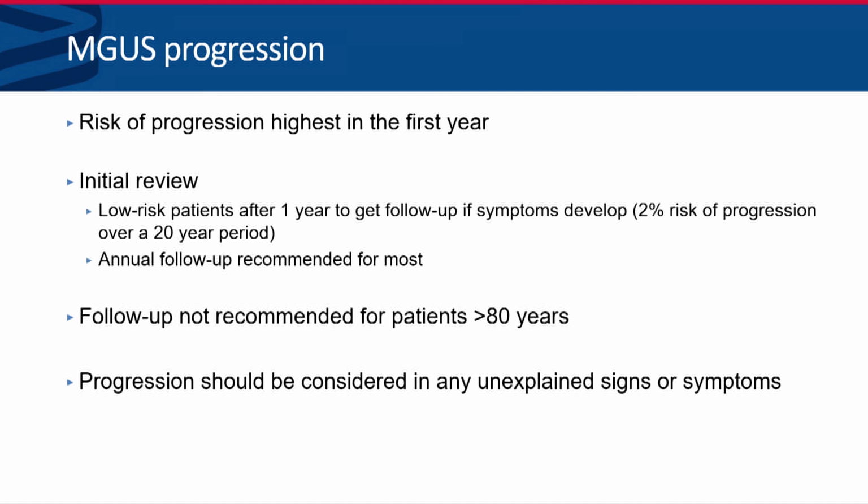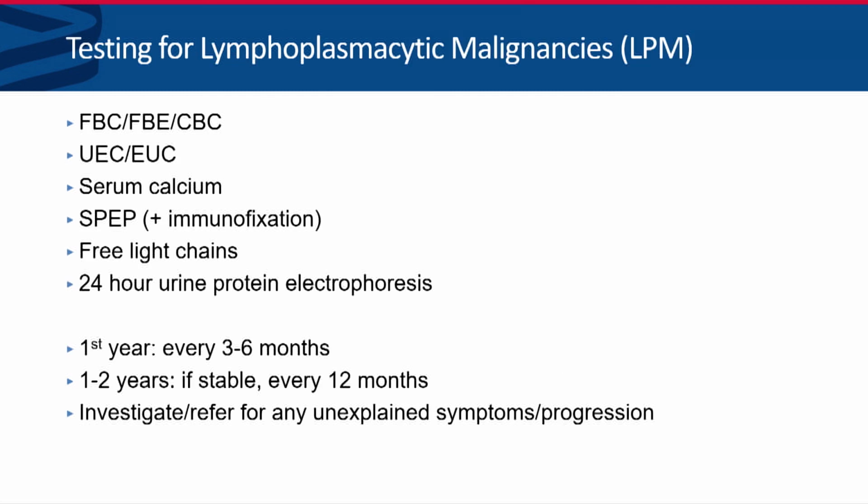CRAB, an acronym. Okay. These are the tests we do. It's a full blood count, urea and electrolytes, so that's the calcium. Calcium in South Australia is added into the UECs and chemistry. Then serum electrophoresis, immunofixation, free light chains, and the 24-hour urine. The 24-hour urine is where we find the Bence Jones protein, which is the free light chains that are filtered out into the urine.